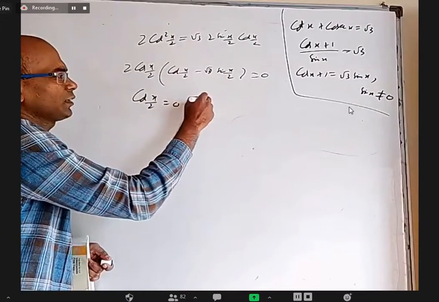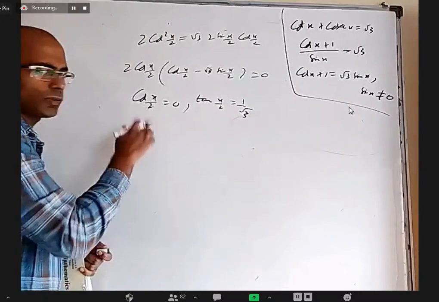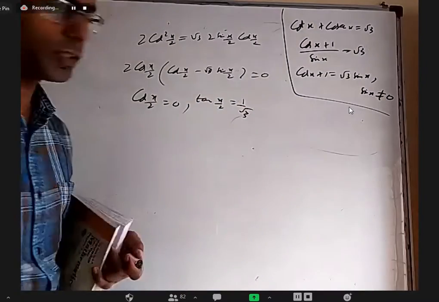When you simplify, you will get tan x by 2 equal to 1 by root 3. I'm sure you can write the general solution for this. That is one method.